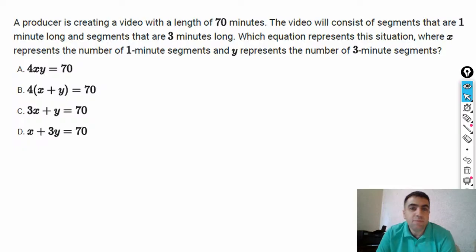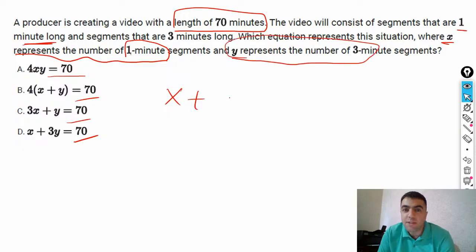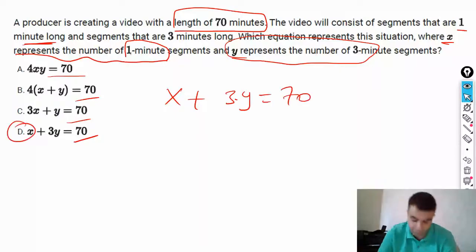The total length is 70. And for 1 minute long, x represents the number of 1 minute segments. So we should multiply 1 by x, plus the y represents the number of 3 minute segments. We should multiply 3 by y, which should equal 70. This is D.